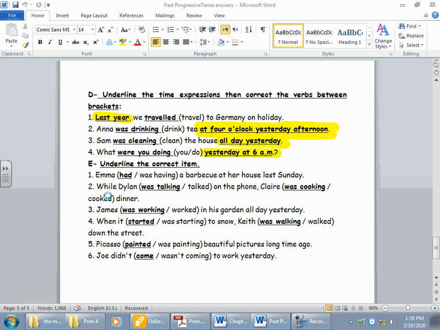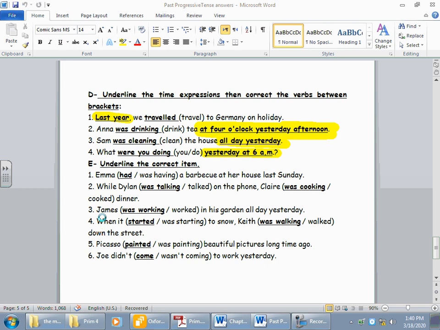Number 2, while Dylan was talking or talked on the phone, Claire was cooking or cooked dinner. After while comes past progressive, was talking. Second verb, was cooking dinner. Why have we put here past progressive in both tenses? Because here, guys, if you understand the meaning of the sentence, the two actions were happening at the same time. Dylan was talking on the phone and Claire was cooking dinner. In this case, we put both verbs in the past progressive.